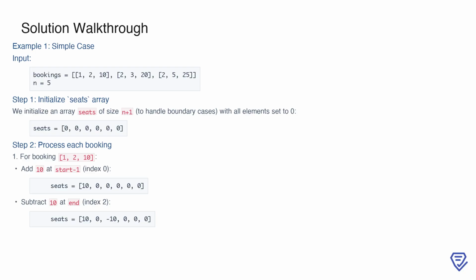We begin with a simple example where we are given 3 bookings and 5 flights in total. The first step is to initialize an array called seats with a size of n plus 1 to handle boundary cases efficiently. This array is initialized with all zeros. Next, we process the first booking, 1, 2, 10. Here, we add 10 at the starting index minus 1, which is index 0. This reflects the addition of 10 seats starting from flight 1. Then, we subtract 10 at the ending index, which is index 2, to indicate that the addition stops after flight 2. The seats array now reflects the changes from this booking with values 10, 0, minus 10, 0, 0, 0.